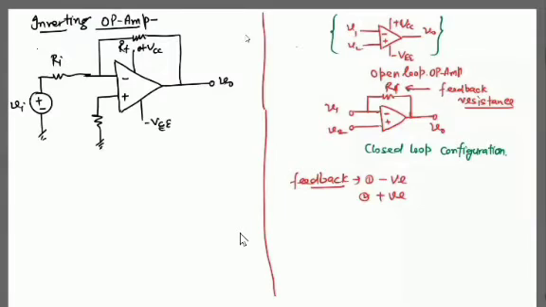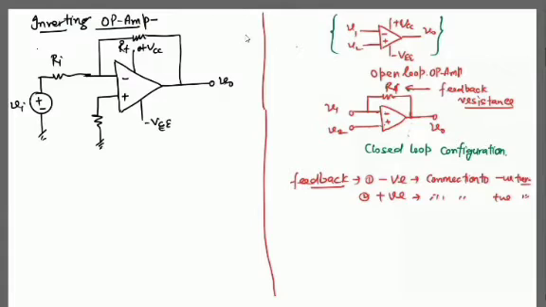If we take a fraction of the output and connect this fraction to the negative terminal, then this is called negative feedback, if the feedback path is connected to the negative terminal. If a fraction is taken and connected to the positive terminal, this is connection to the positive terminal.